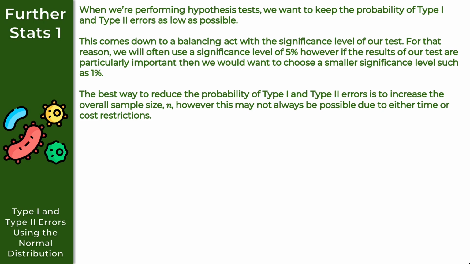Now, the best way to reduce the probability of type 1 and type 2 errors overall is to increase the overall sample size n. However, this may not always be possible in real life due to either time or cost restrictions. Okay. So, as you will often see throughout these types of questions, we will often be using a significance level of 5%, because that is a balancing act and 5% gives us the best middle ground. But be aware that you can use smaller significance levels, such as 1%.